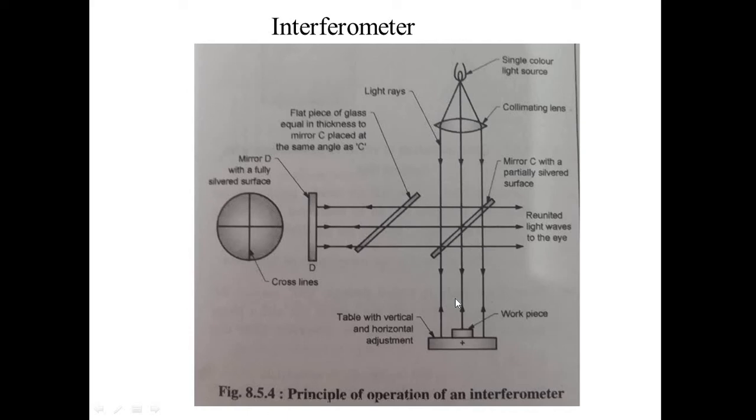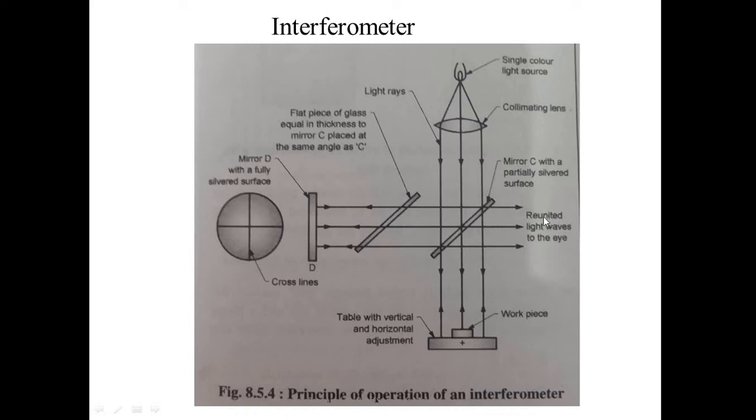Same is happening here. If the path difference between these waves and these waves is an odd multiple of lambda by 2, you are going to get the dark spot. If that path difference is an even multiple of lambda by 2, you are going to get the white spot. In this way, alternate dark and white bands will be seen.